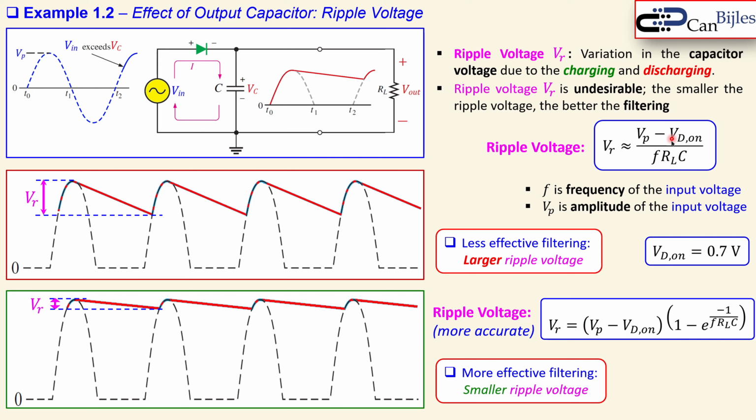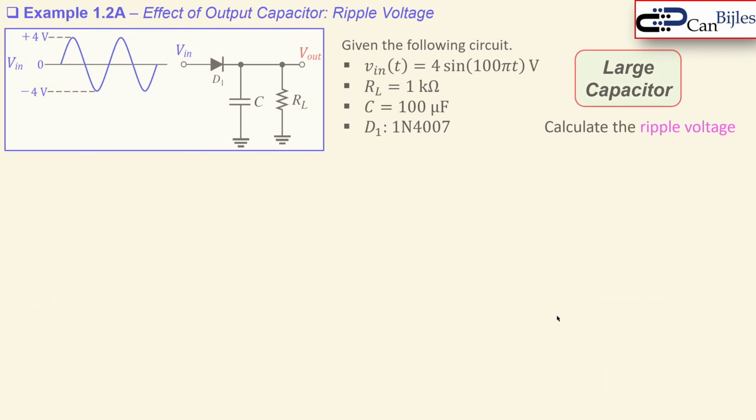It looks similar to that one, but then the second part is actually an exponential decay, which we need to take into account. Okay, now let's use this and take a look at the situation where we have a relatively large capacitor. We have a load of 1K, 4 sin(100 pi t) as the input voltage, as shown here again. This is a diode. The capacitor here is 100 microfarads, and the diode D1 here is 1N4007. That is the type we will use.